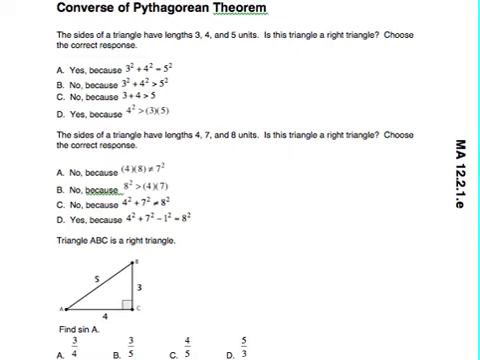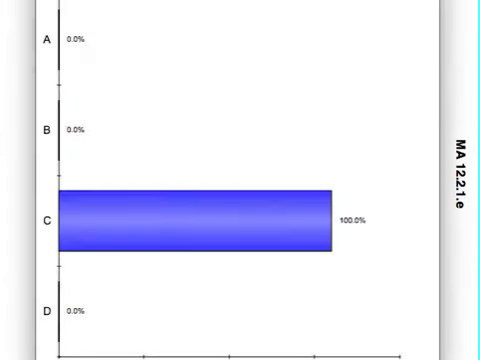Let's look at the next one. Is that a right triangle, yes or no? No, good job. Nice job.